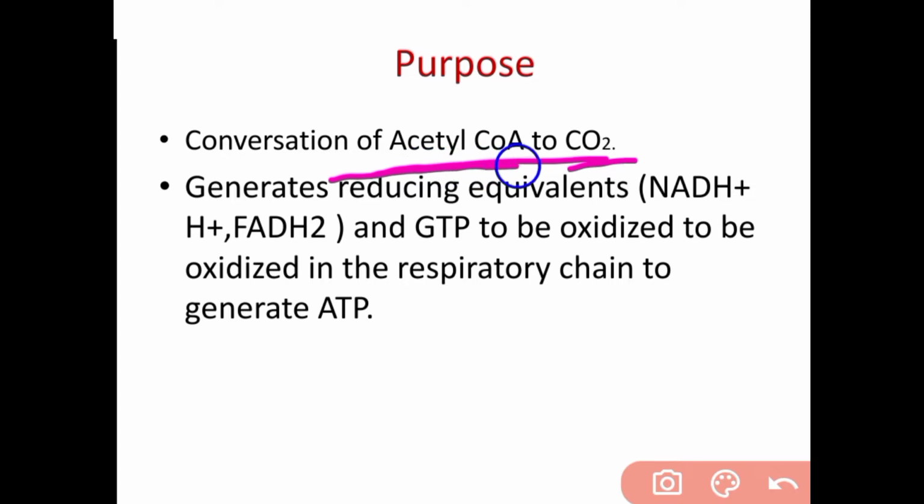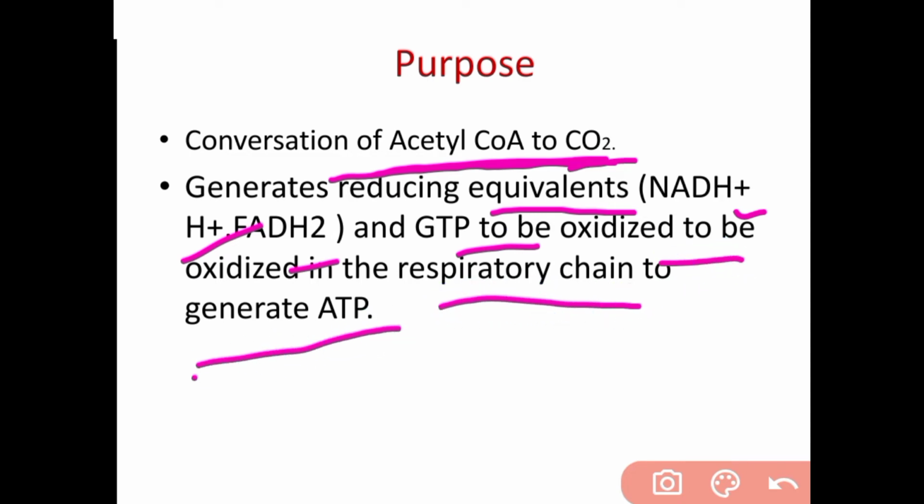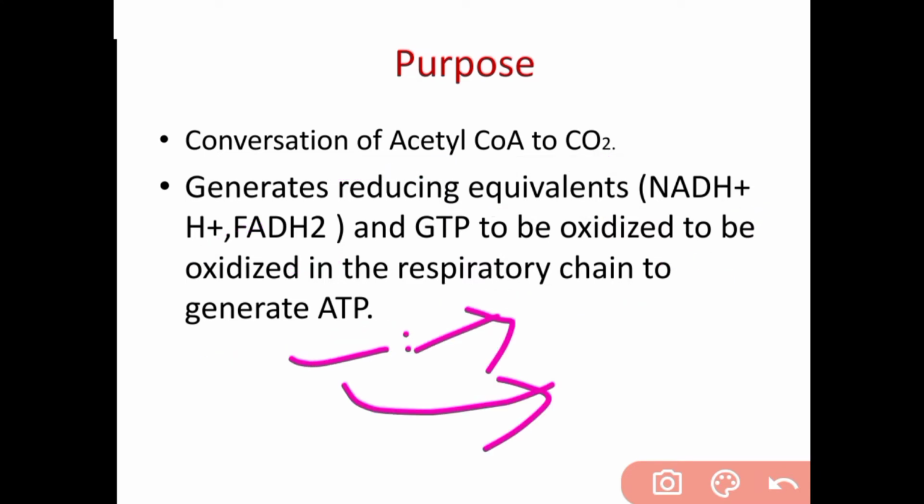Conversion of acetyl-CoA to carbon dioxide generates reducing equivalents, that is NADH plus H plus, FADH2 and GTP, to be oxidized in the respiratory chain to generate ATP. Main function is ATP generation.